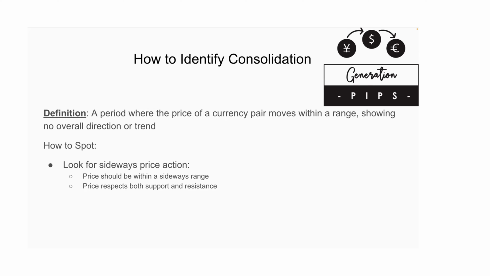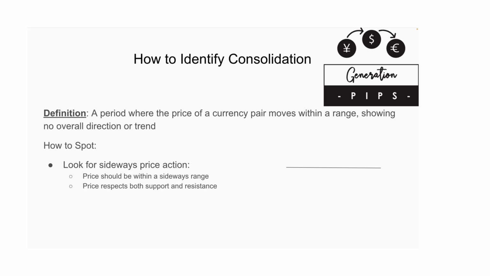Consolidation is a period where the price of a currency pair is moving within a range with no overall direction or trend. It should not be making higher highs and higher lows, or vice versa. It should not be making lower lows and lower highs. Price should be moving sideways. And of course, price should respect both support and resistance when we're looking for this.